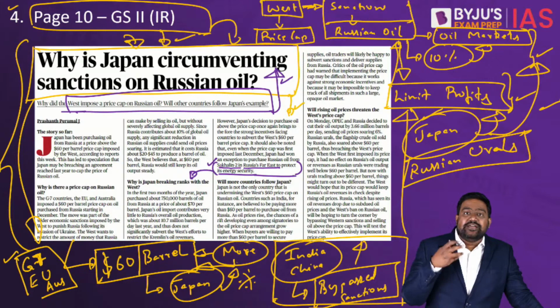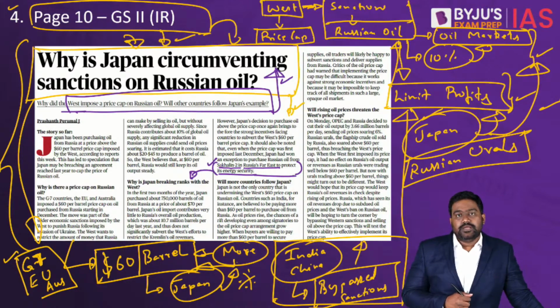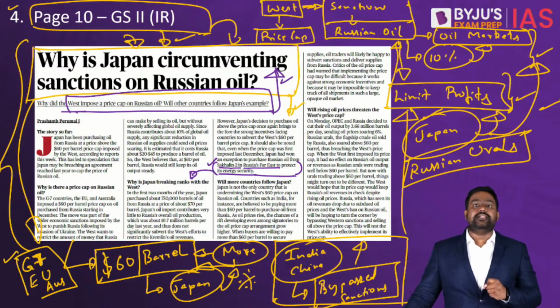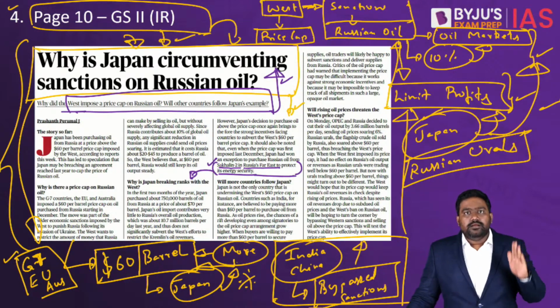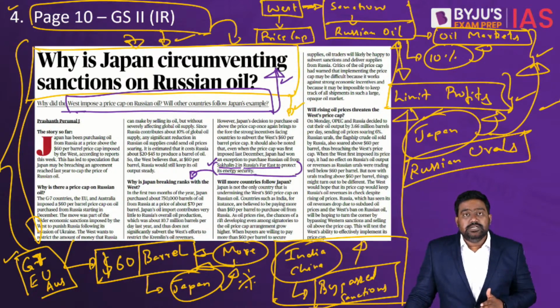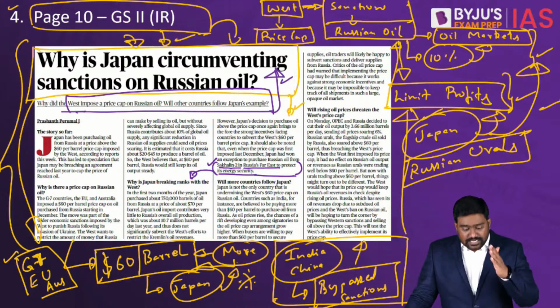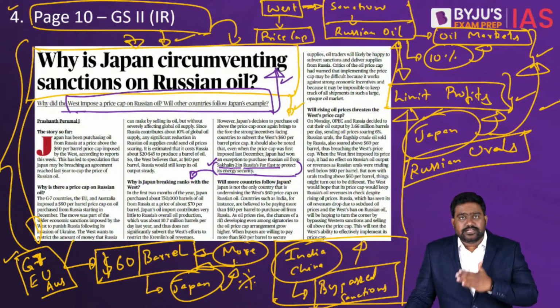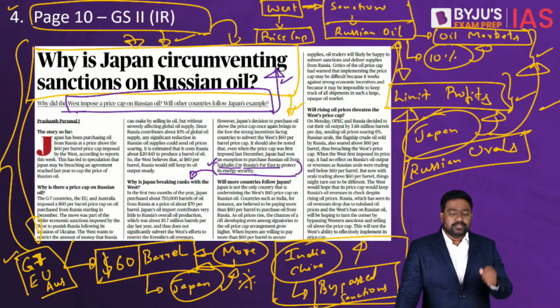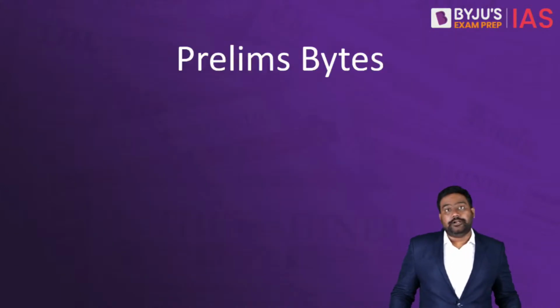So this shows the ineffectiveness of Western sanctions. It shows how countries look after their own self-interests when it comes to their economy and their strategic interests. Western ally Japan has circumvented the sanctions just like India, China and others have done. Alright, so that is what we need to take away from this article.